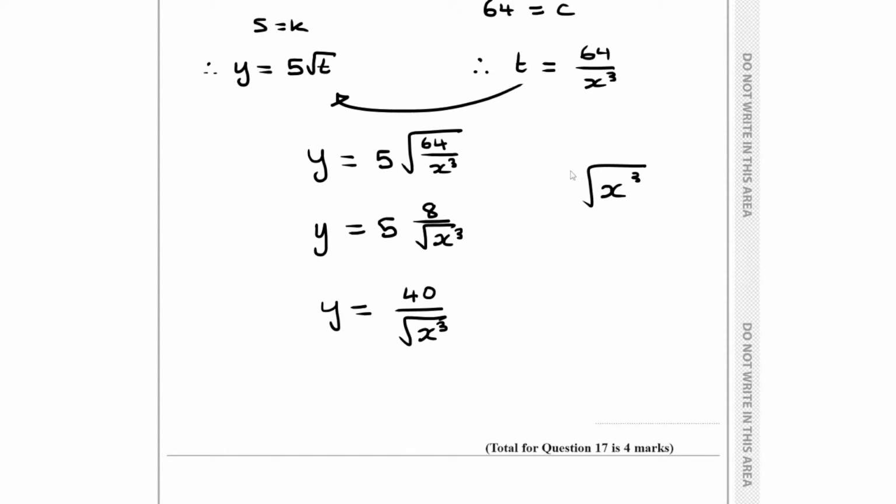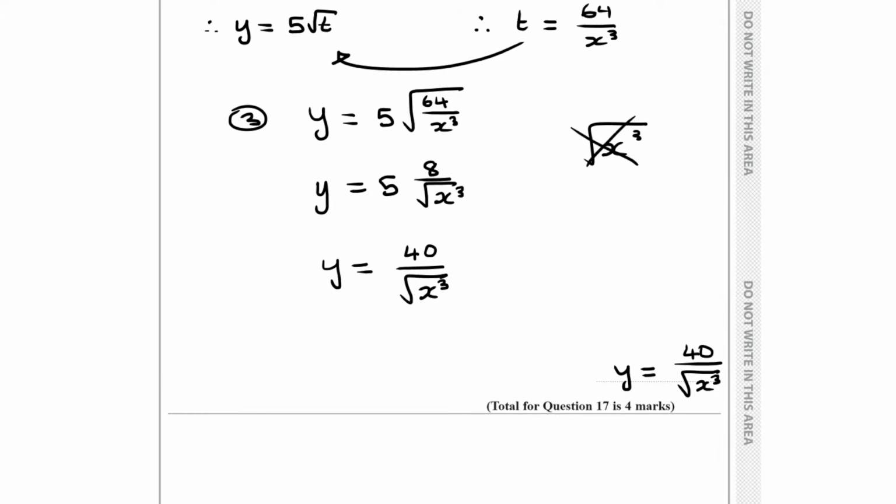I wouldn't bother simplifying the root x cubed. Won't worry about that. There are some things where you think this is a non-calculator question. It's a bit of a step too far, isn't it? They're not going to ask me to do something that complicated. So yeah, that's it. That was technically step 3. So the question, and that is 4 marks.